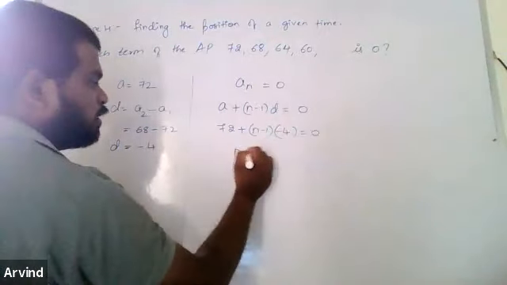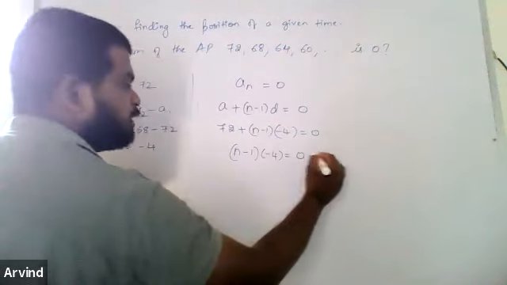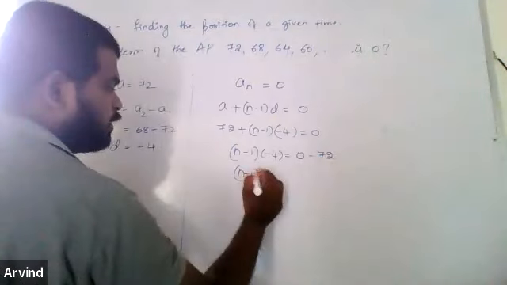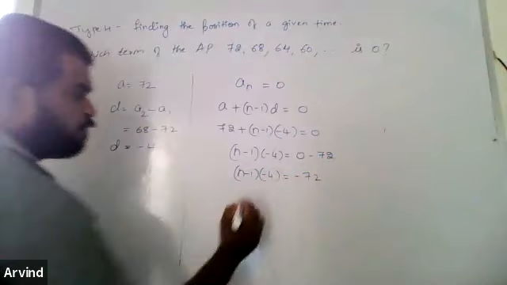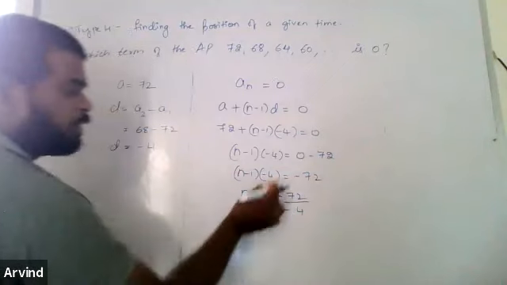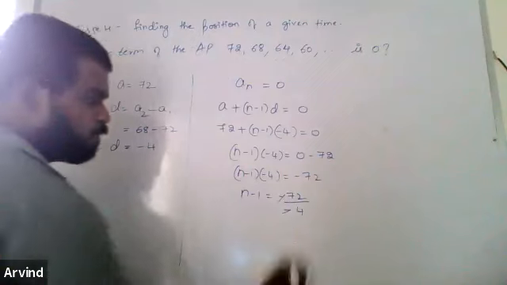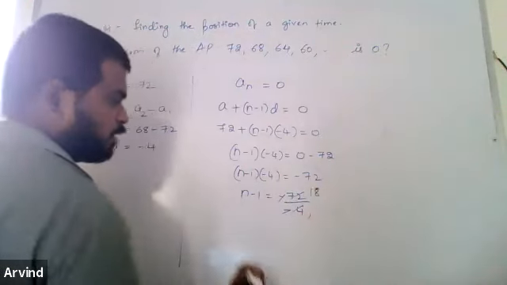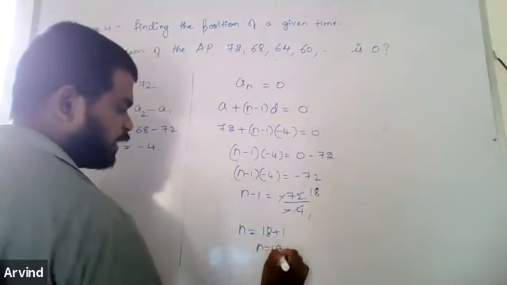Transpose it. N minus 1 into -4 equal to 0 plus 72. This side will become minus 72. So you get N minus 1 into -4 equal to -72. Therefore, N minus 1 equal to minus 72 by -4. I'm transposing this -4, so minus minus gets cancelled. 4 ones are 4, 18s, if I'm not wrong. Therefore, N is equal to 18 plus 1, which comes out to be 19.